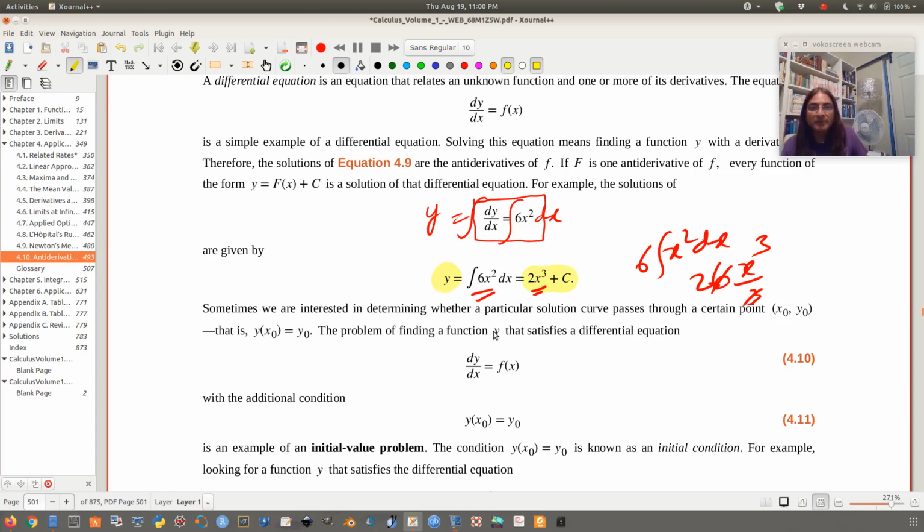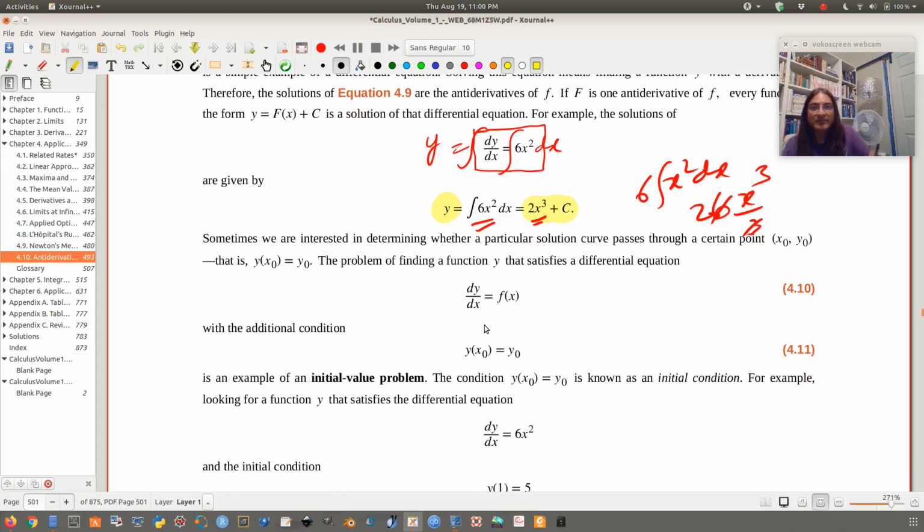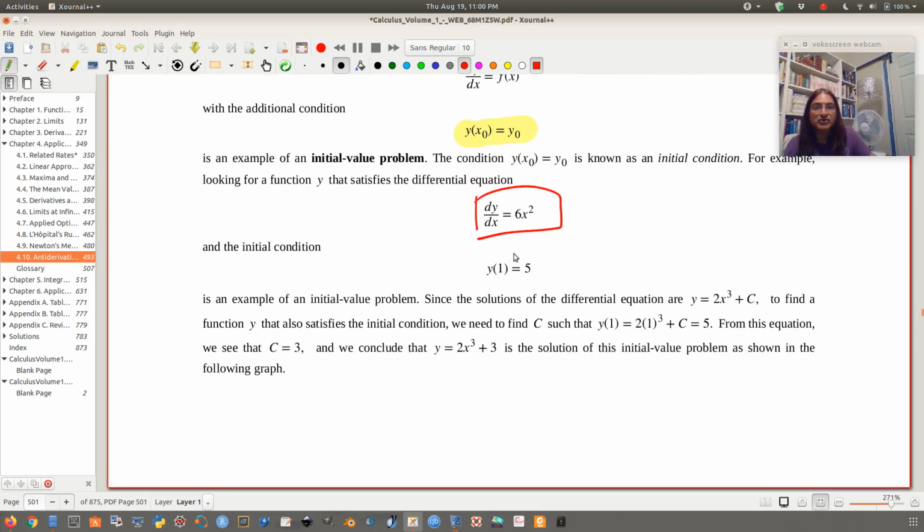But in the problem, we were given dy over dx equals f of x, and let's say y at x0 is given to be y0. Now y is a function of x, right? So we know y equals this, and let's say the initial value of the function y at 1 is given to be 5. These two are given. This is called an initial value problem. It's a differential equation. So y equals 2x cubed plus c.